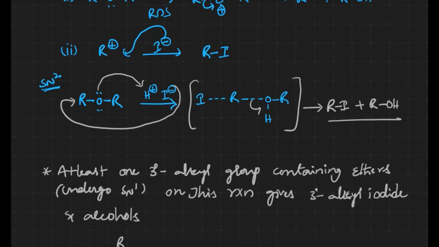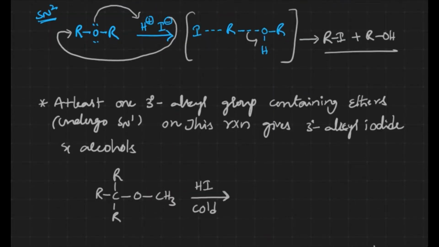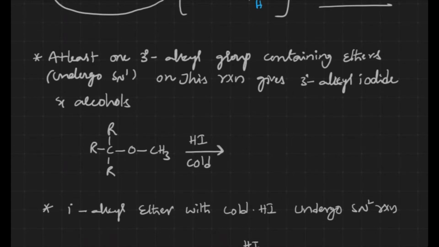In what cases are we going to get alkyl iodide? In what cases are we going to get alcohols? Let us see in detail. The points which I have written, each and every point is very important for this reaction. Now let us see the first point. At least one tertiary alkyl group containing ethers undergo SN1 reaction.